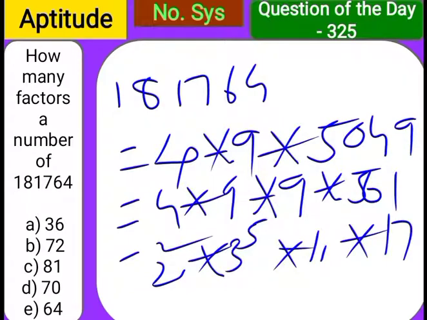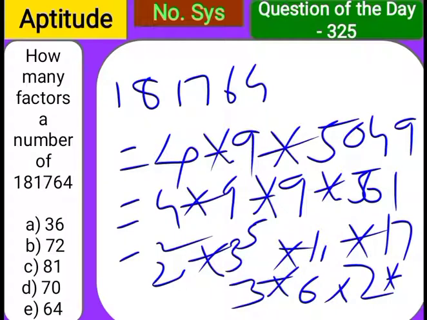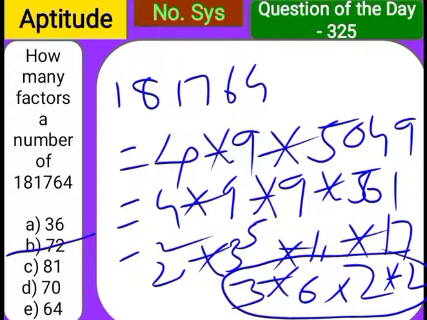Now what you have to do is increase the powers by 1. So 2 square, power increased by 1, will be 3. Next, 5 increased by 1 is 6. Next, 11 power 1, increased by 1 is 2. Next, 17 power 1, increased by 1 means 2. Now you have to multiply these numbers. 3 sixes are 18, 18 twos are 36, 36 twos are 72. That will be your answer.